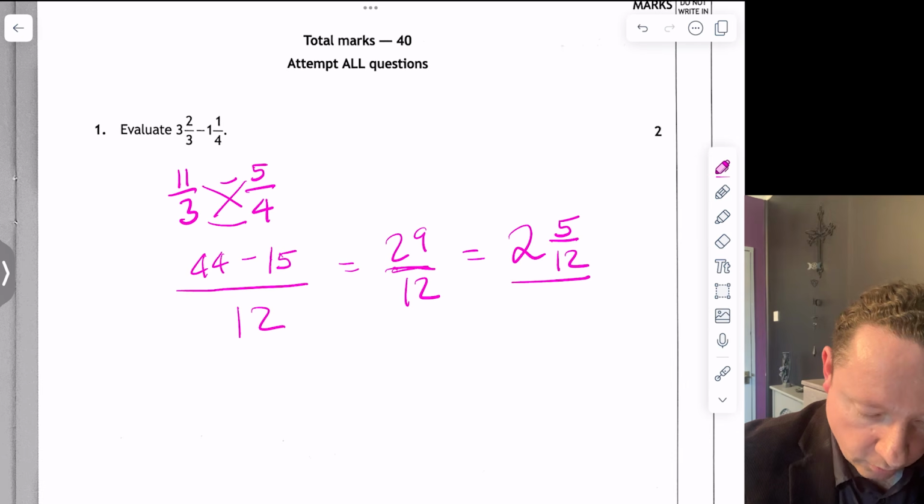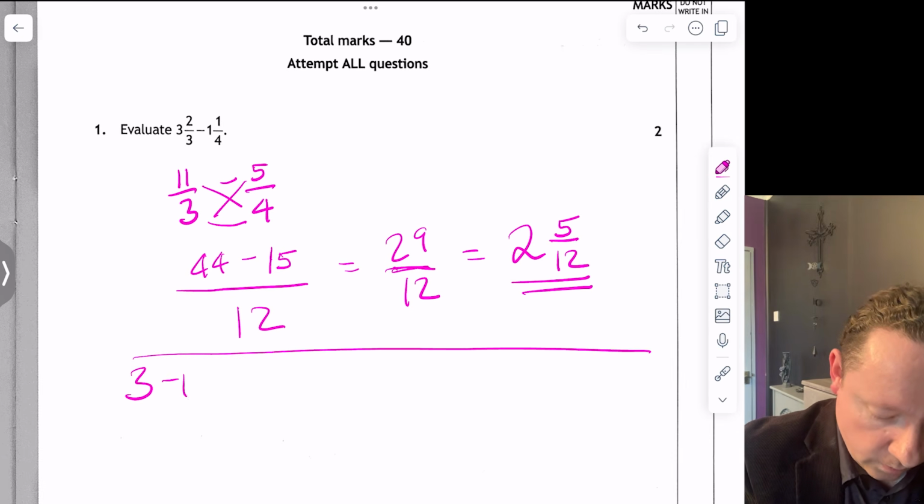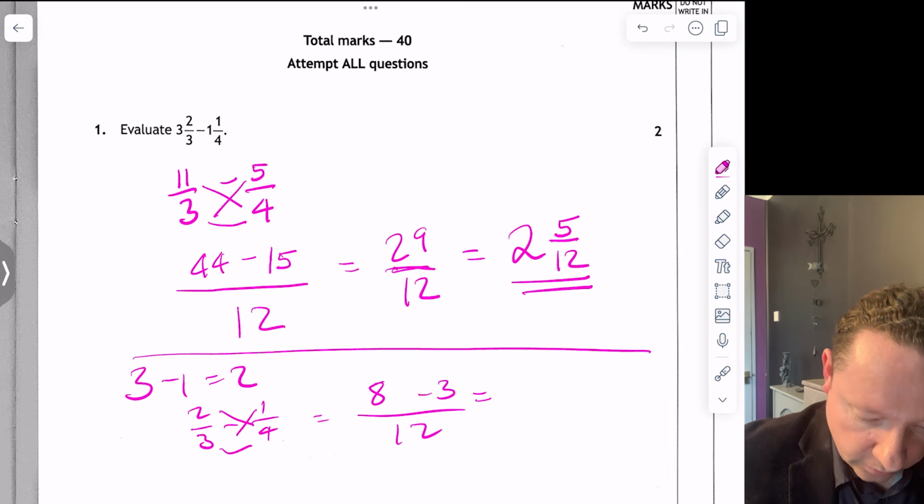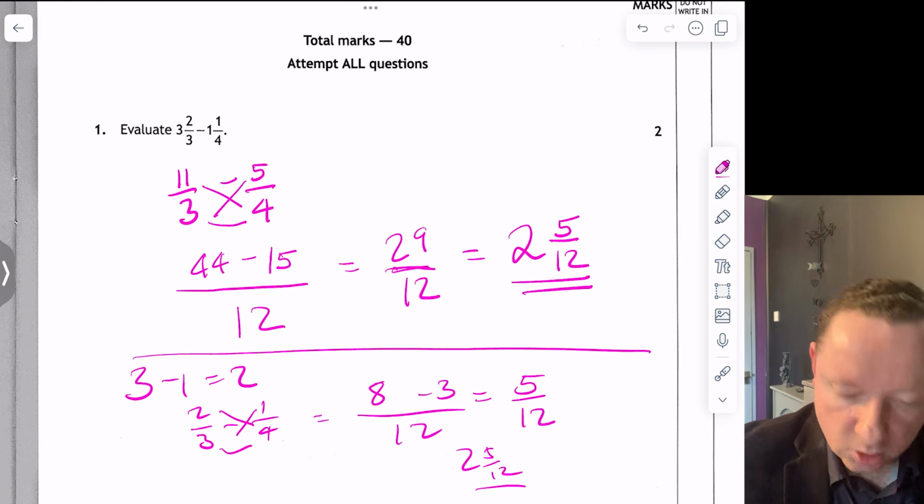2 and 5 12s. I'll do it the other way just to be on the safe side. 3 minus 1 is 2. 2 thirds minus 1/4. Common denominator equals 12. 2 fours is 8. 1 threes is 3. 8 minus 3 is 5 12s, so I get 2 and 5 12s. Exactly the same answer, so we're done there.